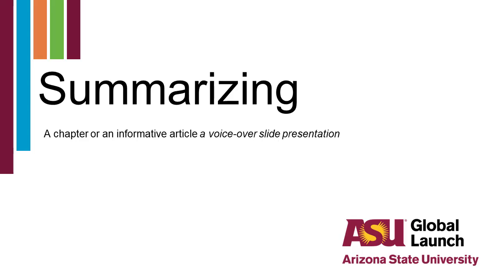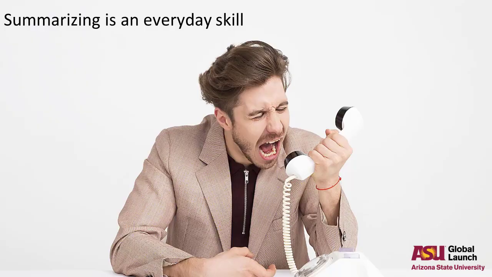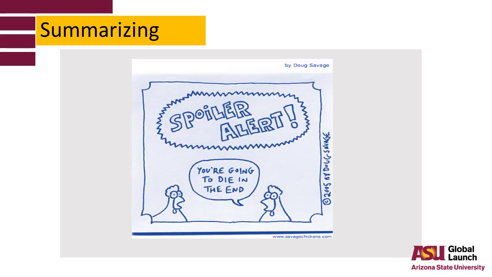Welcome to this lesson on summarizing an informative article. Summarizing is a skill that is used in everyday life. When there's a problem at home, such as no internet service, being able to clearly summarize is key to getting the problem resolved. And when socializing with friends, you might make a movie recommendation by summarizing the plot, being careful not to give too much detail.